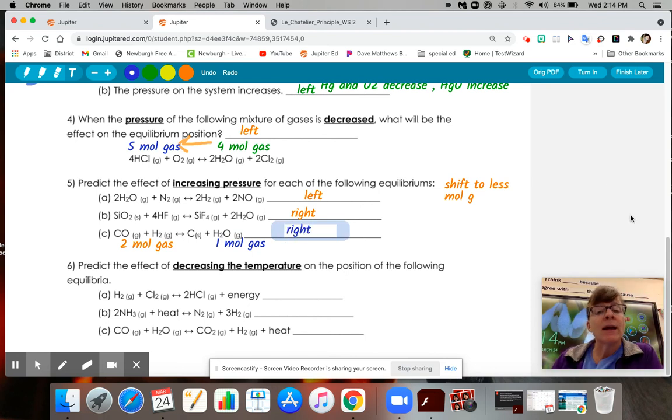Again, this is something you can't memorize. This is something you can't just do in your head. You need to visualize it.